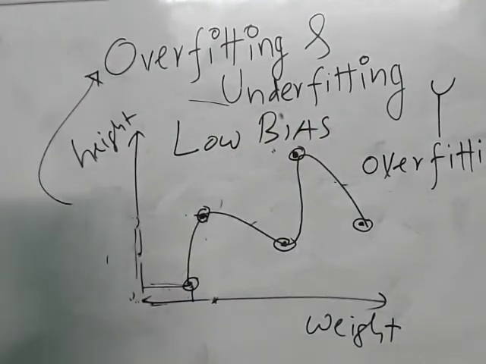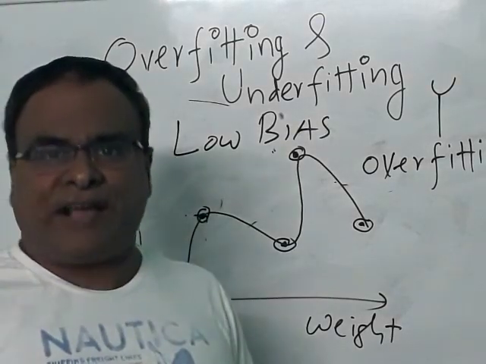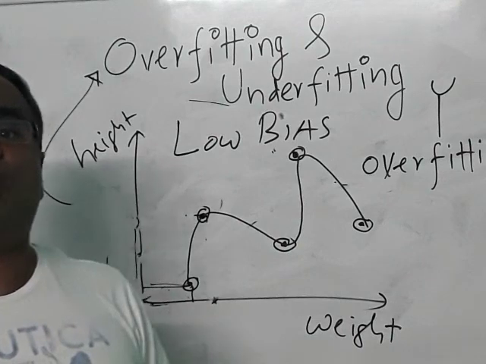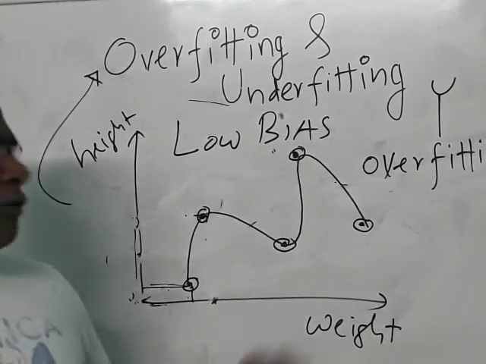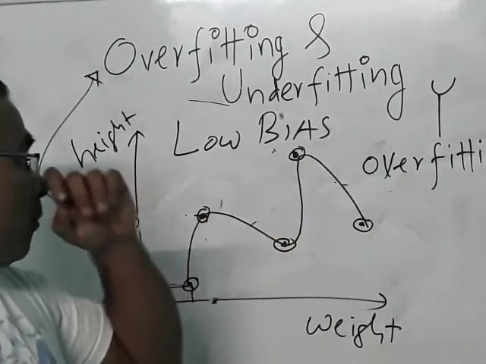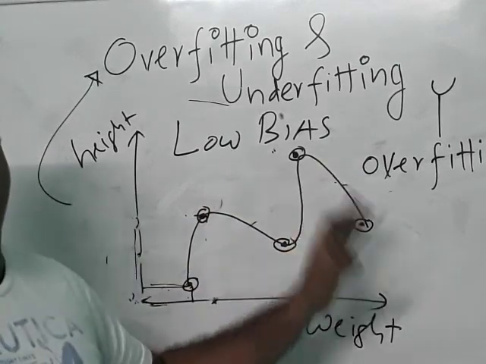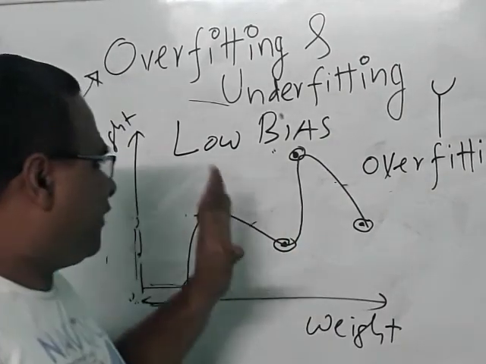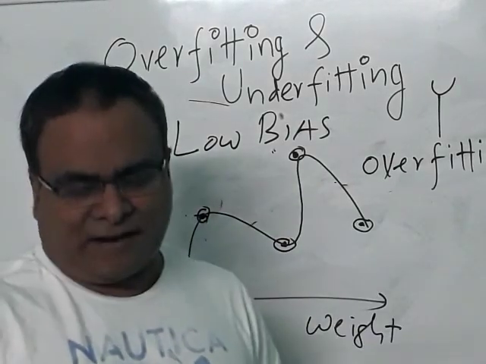The previous model, a linear regression model, is having a very high bias, and we call it underfitting. So this one has a very low bias, but it is overfitting. But the problem is, this is with respect to the training data.